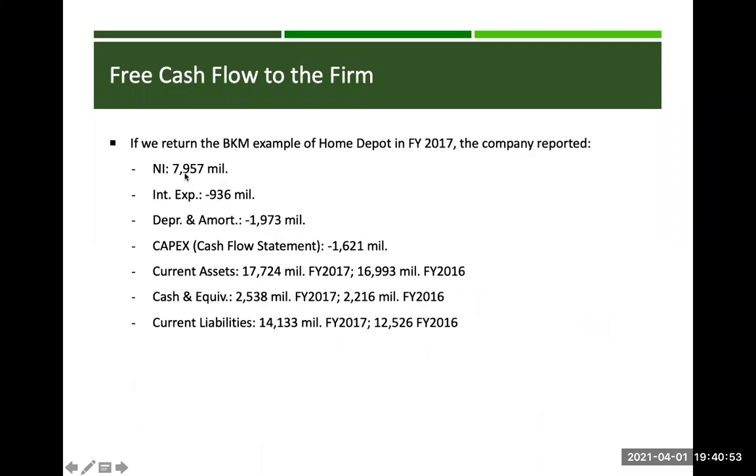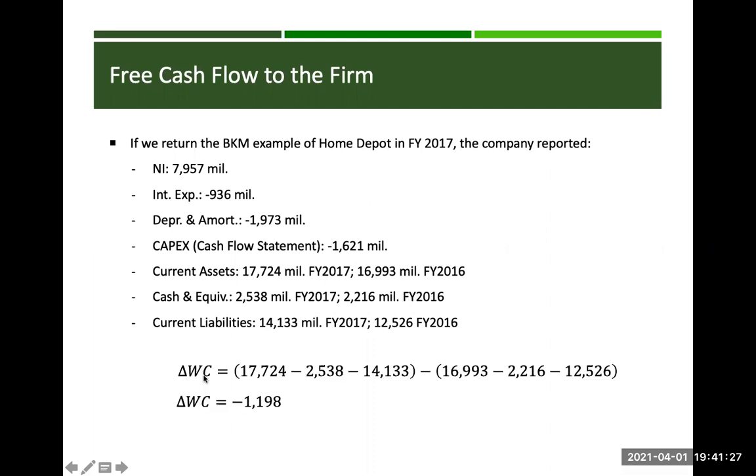So, if we return back to Bodie, Kane, and Marcus's statements for Home Depot, here's net income, interest expense, depreciation and amortization. CapEx is entered as a negative item in their cash flow statement, current assets. Well, we have to know 2017 and 2016. We need to know both those snapshots. Cash and equivalents, again, we need to know both. Current liabilities.